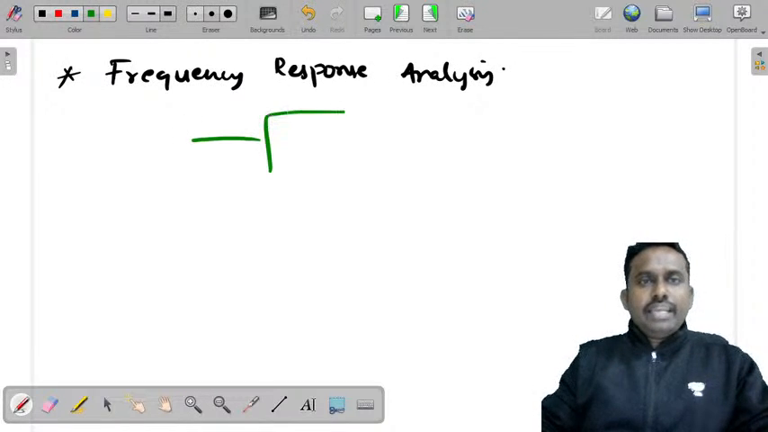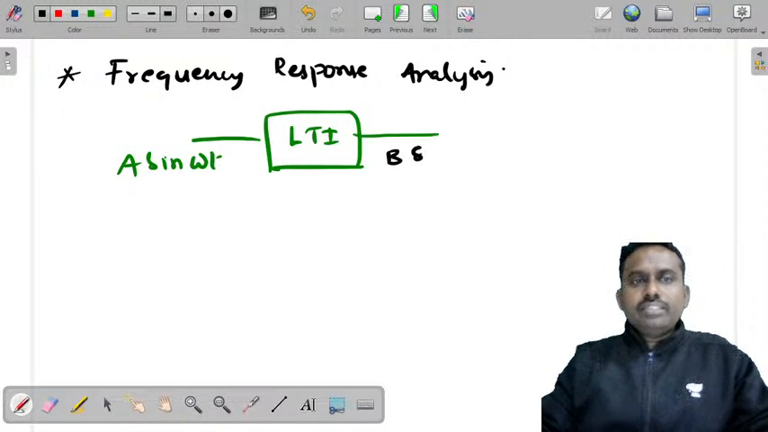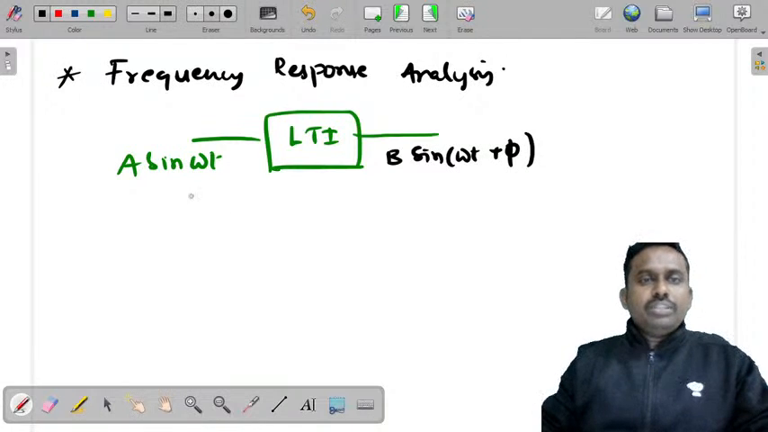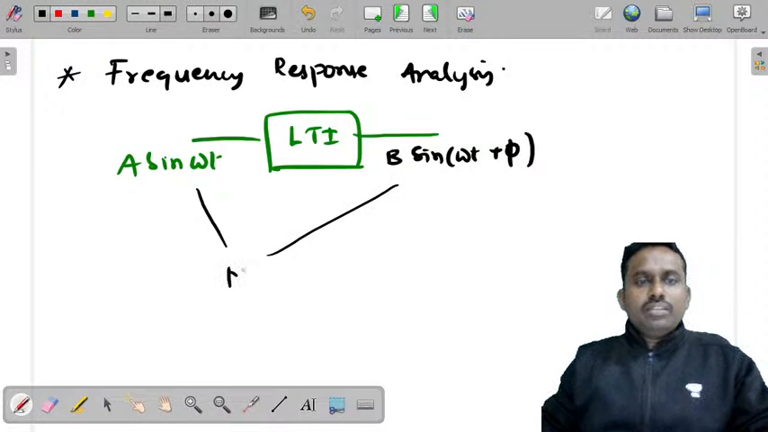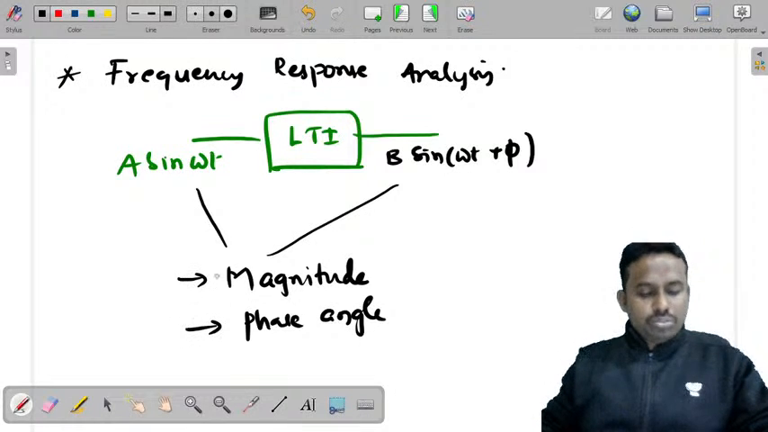If any system, any LTI system is subjected to a sinusoidal input, let's say a sine omega t, its output is also sinusoidal. I'm not getting into details. This is b sine(omega t plus phi). The only difference between this input and output would be the magnitudes and the phase angles. The phase angle would change and the magnitude would also change in this, right?